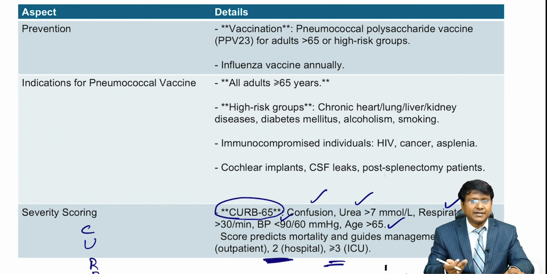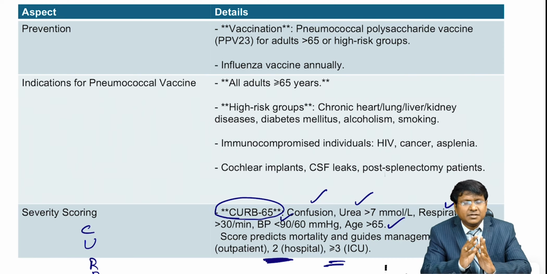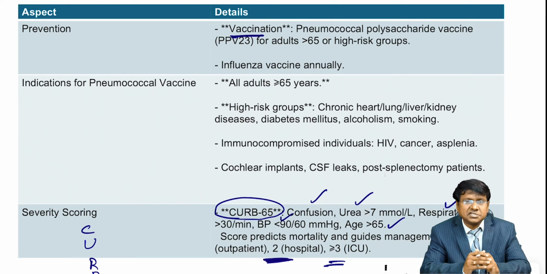Then how do you prevent? See, prevention completely depends upon what is the most common organism. So what is the most common organism? The most common organism will be Streptococcus. For that, you need to give vaccination. Now what is the vaccination that we give for the prevention of the streptococcal pneumonia?